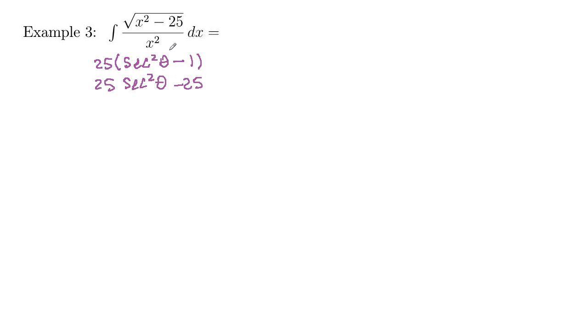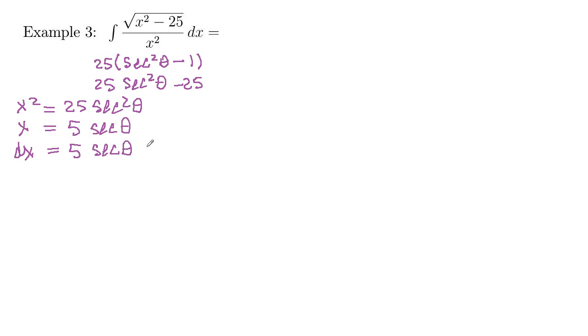So now our constants match up, so our x squared has got to be equal to this part. That gives our substitution. So our x squared has to be 25 secant squared theta. And our x then will be 5 secant theta. And so our dx will be 5 secant theta tan theta. Derivative of secant is secant tangent. d theta. And now we can go ahead and change the integral over.